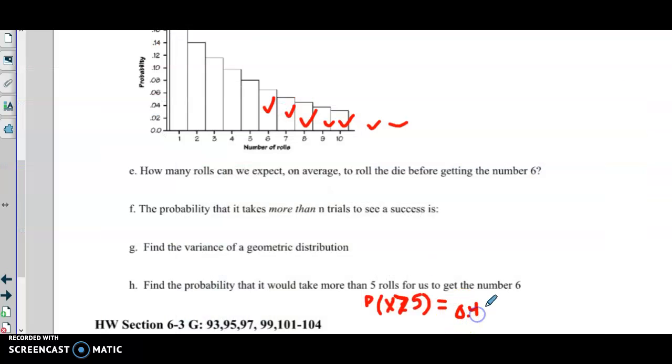So there's a quick version of geometric. Again, very similar to binomial, but instead of the number of successes in n trials, now I want the probability it's going to take so many trials till my first success.